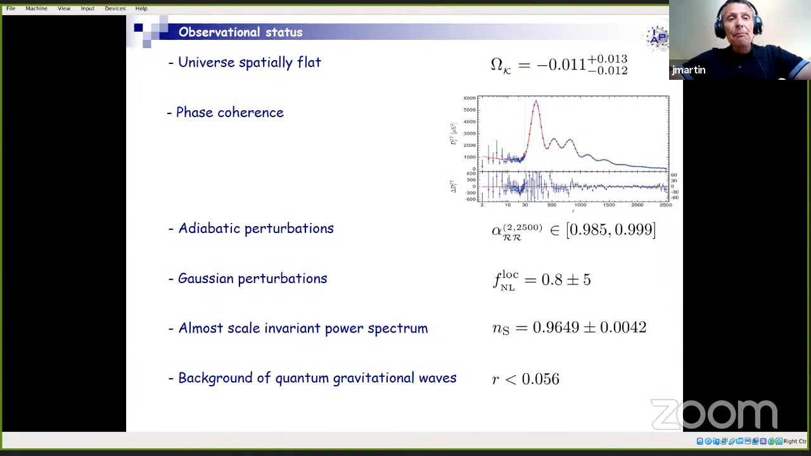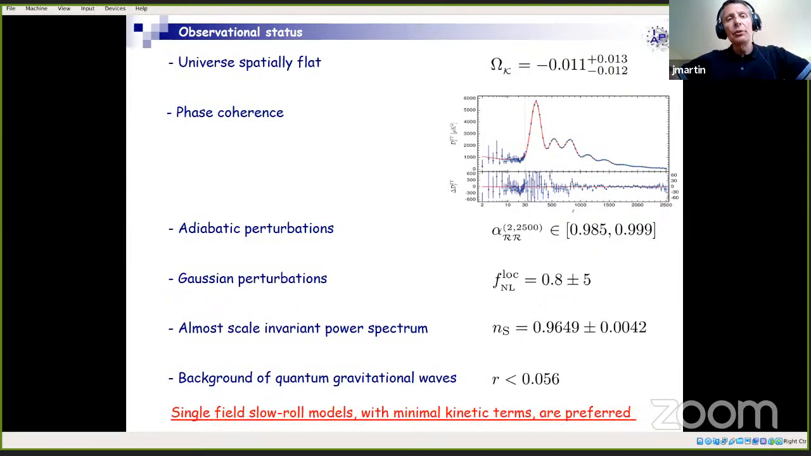And there is a key prediction that we have not yet observed, which is the fact that there should be a background of gravitational waves. We only have an upper bound on the tensor to scalar ratio, little r, and we know that little r should be less than 0.056. So these are important numbers for inflation, and from those numbers we can conclude that single field slow roll models with canonical kinetic terms are the preferred scenarios for inflation.